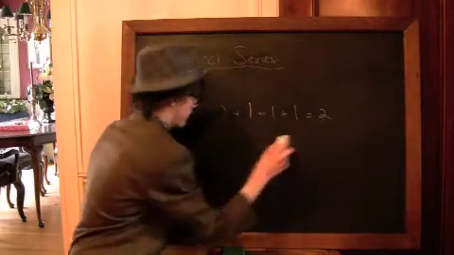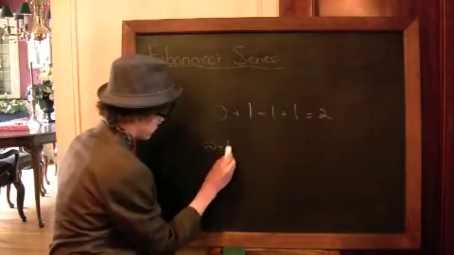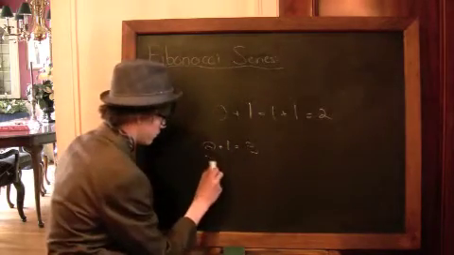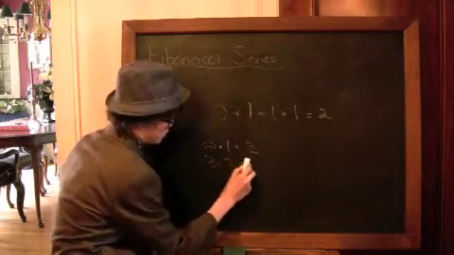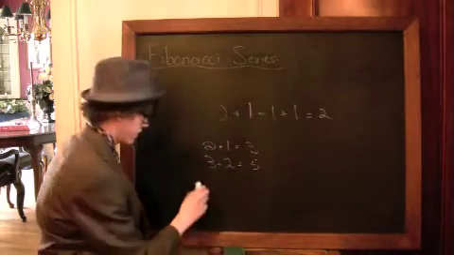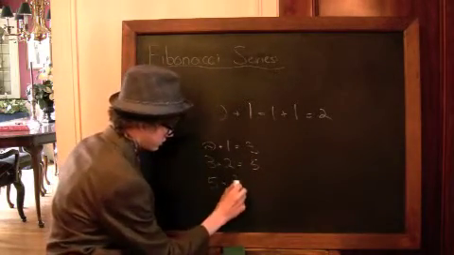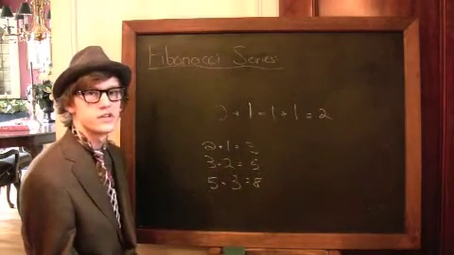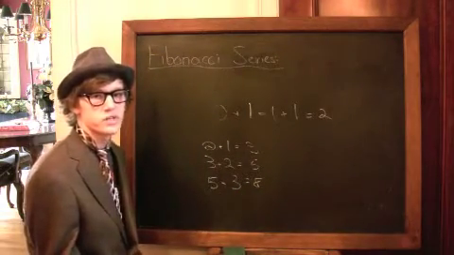Makes 2. Now add 2 plus 1. That makes 3. 3 plus 2 equals 5. 5 plus 3 equals 8. All in all, the Fibonacci series is simply the sum of the previous two numbers combined.